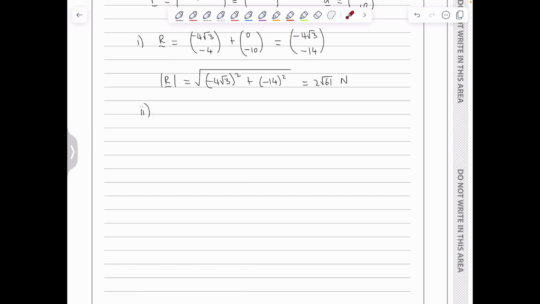We're then asked to determine the direction of R, giving our answer as a bearing to the nearest degree. So I will start by drawing the north, and the direction of R is to the left and downwards, so a diagonal pointing to the left and down. We know that the component to the left is 4 root 3 and the component downwards is 14. So we're trying to determine the angle theta here that will be used in finding the bearing of the force. So we can see that we can close the triangle. The 4 root 3 here comes from the component to the left.